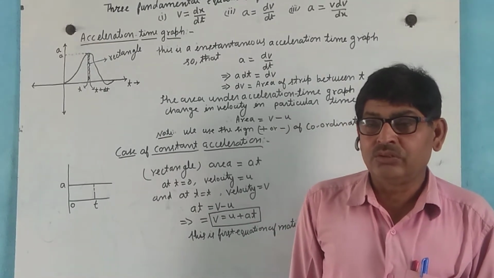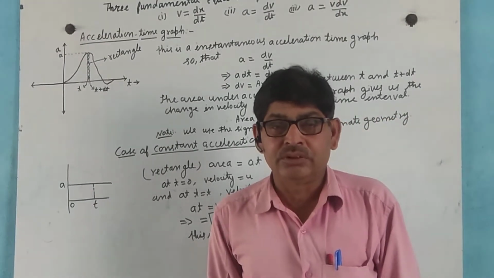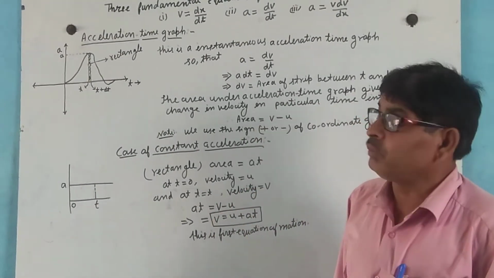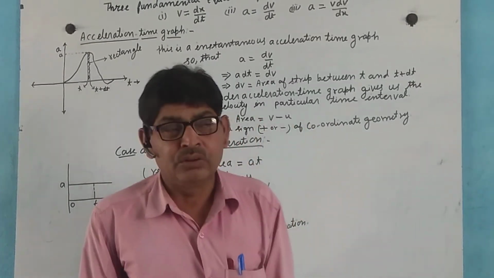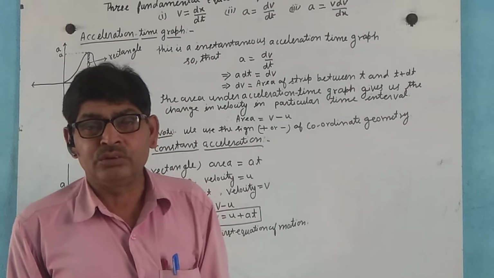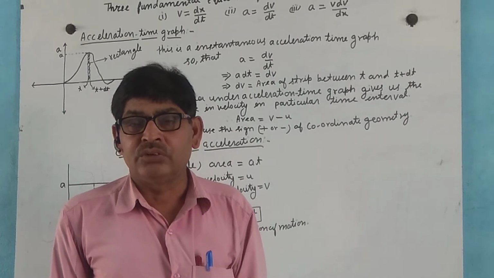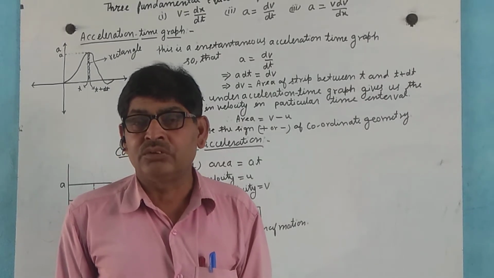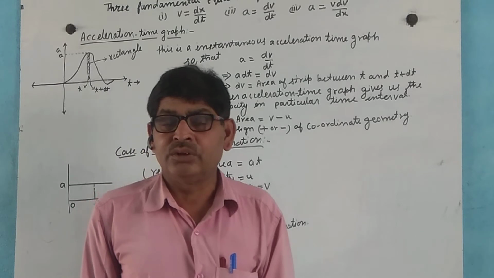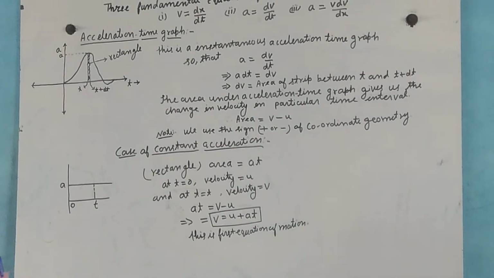Today we are going to study kinematics. Today we derive the equations of motion: v equal to u plus at, s equal to ut plus half at square, and v square is equal to u square plus 2as. Here are three fundamental equations of motion.